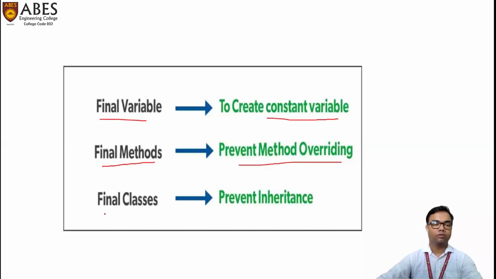Third is the context in which you declare any class as final. When you declare any class as final, what will happen? It will prevent inheritance. It means you cannot inherit that final class. So let's see how we can practically implement these three concepts and explore.